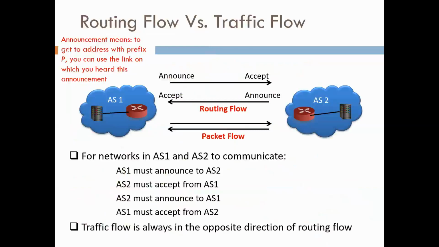So the routers that use BGP will announce the networks that are connected to them. What would the other routers do? So the border router in this autonomous system, autonomous system 1, will announce to the border router in autonomous system 2 that any address with prefix P is connected to me. Any address where the first number of bits are so and so are actually connected to me.